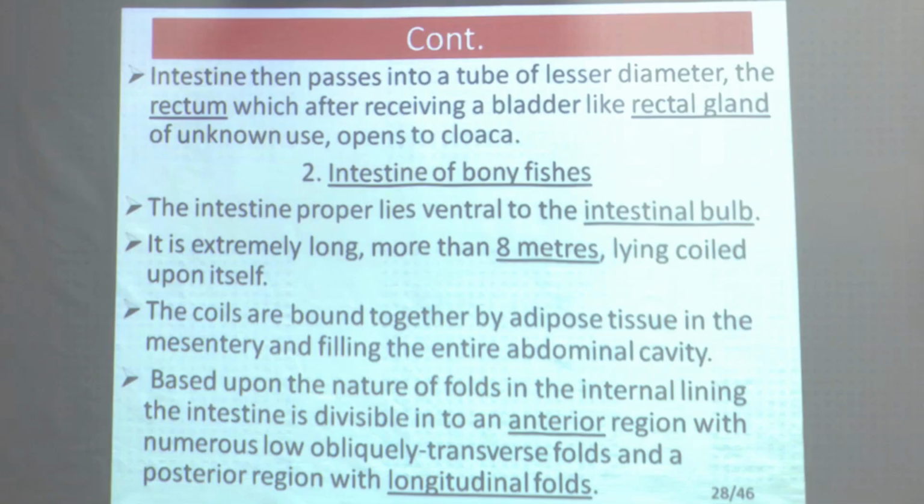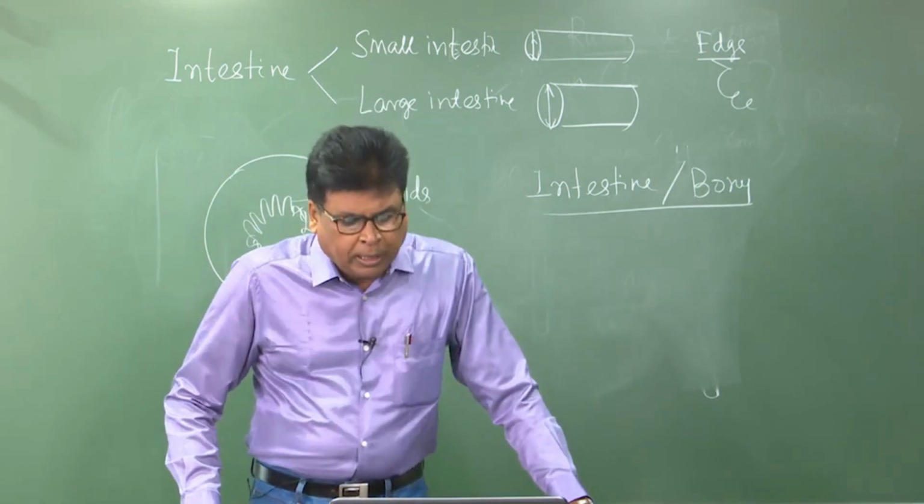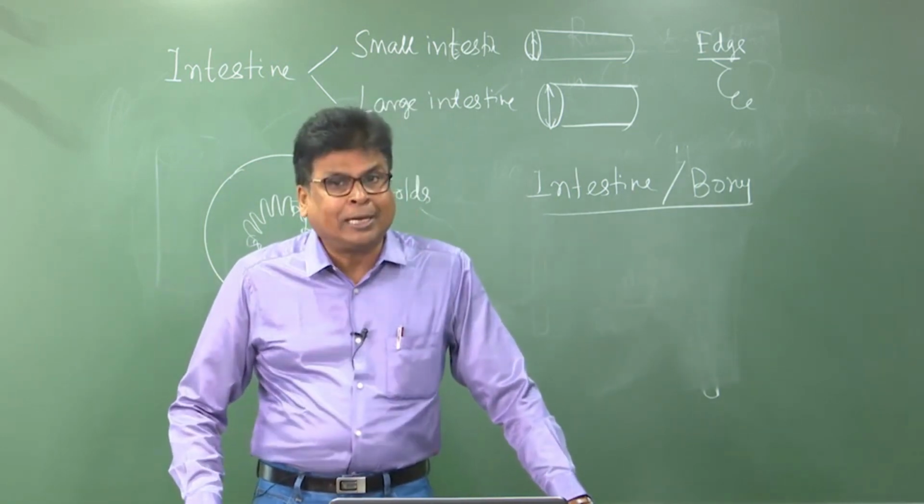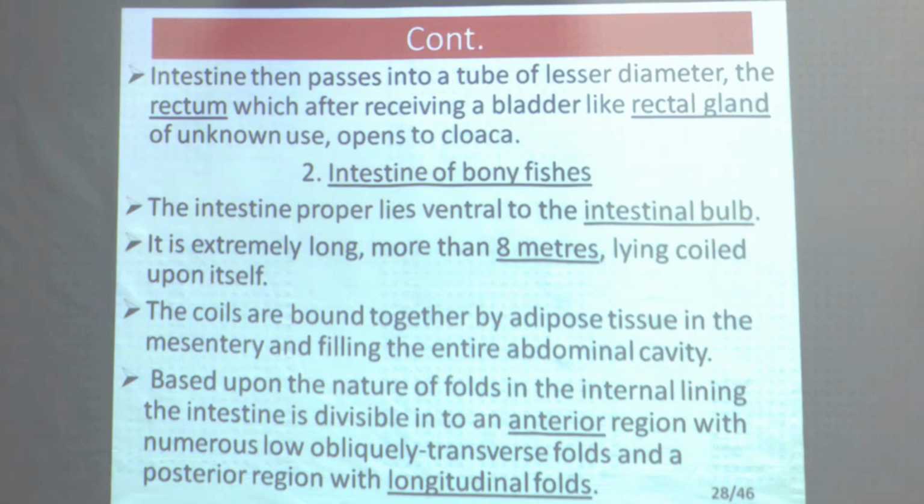So, bony fishes have a complex type of intestine in comparison to the cartilaginous fishes. What happens? The intestine proper lies ventral to the intestinal bulb, which is a part of the stomach. Now I am telling about the intestine of the bony fishes, the Osteichthyes. It is extremely long, more than 8 meter, lying coiled upon itself.